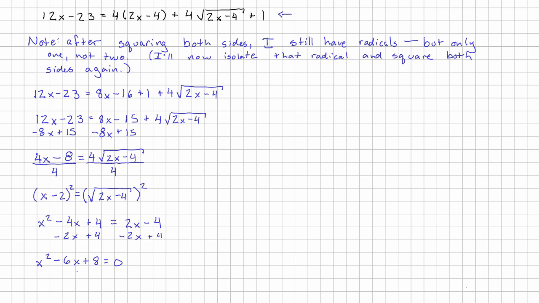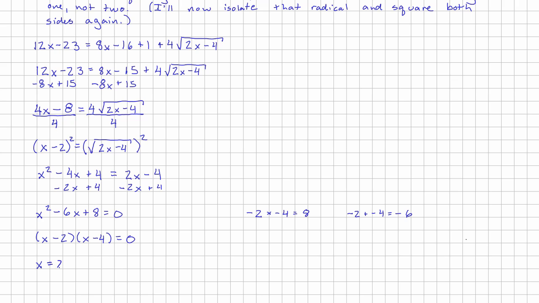Since these numbers are small, I'm going to give factoring a try. And I notice that negative 2 times negative 4 is positive 8. Negative 2 plus negative 4 is negative 6. And so I can factor this as x minus 2, x minus 4. And thus my solutions are x equals 2 or x equals 4. If you used the quadratic formula, that would also be correct. We would get the same solutions.